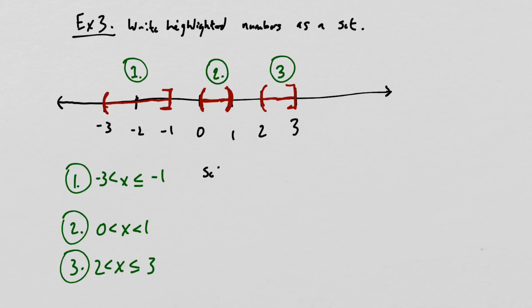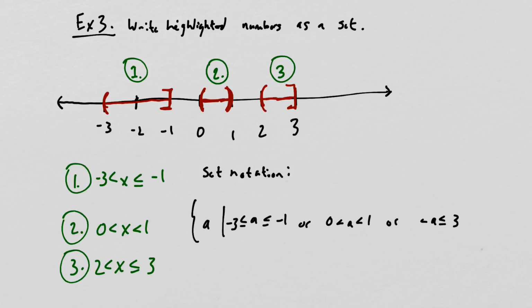So the set notation of this is going to be given by the following. This is going to be all values, let's call this value, for example, a. So all a values such that the following occurs: either a is less than or equal to -1 and greater than -3, or a is less than 1 and greater than 0, or a is less than or equal to 3 and strictly greater than 2. And so this is our highlighted numbers as a set.